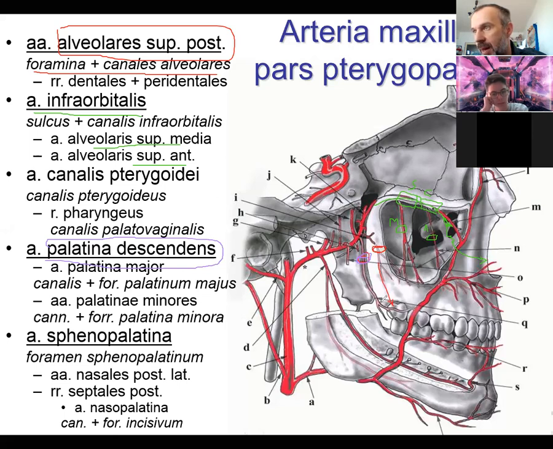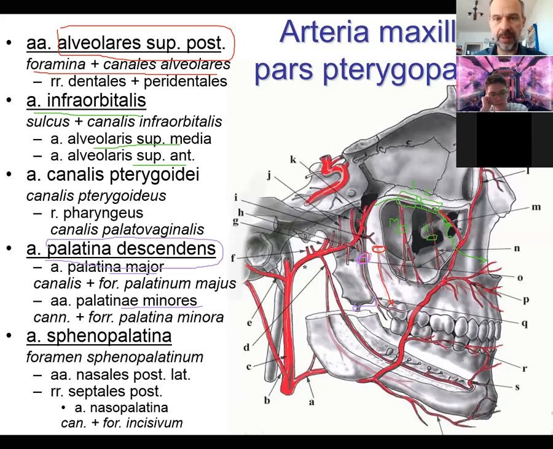The descending palatine supplies the hard and soft palate. The hard palate by major palatine or greater palatine, and by lesser palatine it supplies the soft palate. So that's the descending palatine artery giving the greater and the lesser palatine artery.